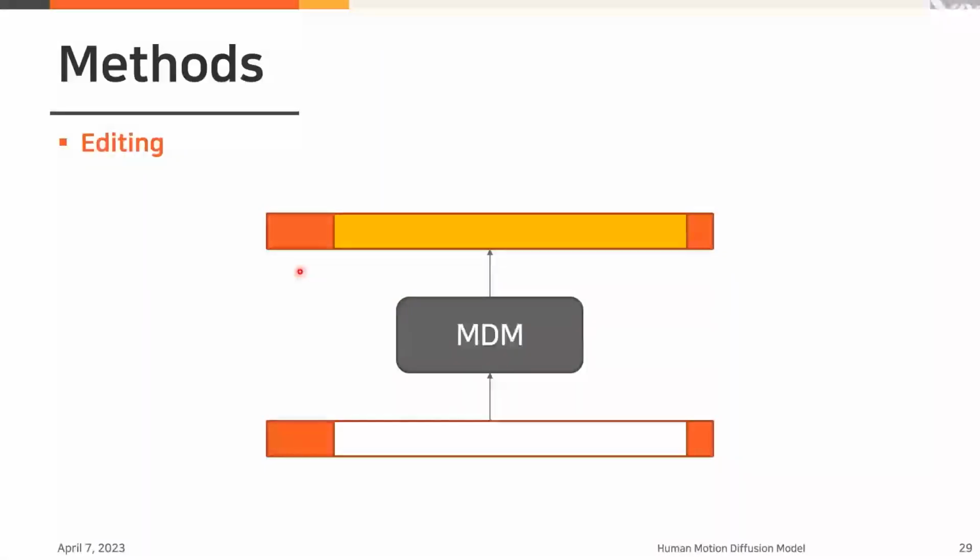MDM can also do editing like motion in-betweening, in the same way as image inpainting. Given a motion sequence, the diffusion and denoising process is repeated by masking the parts to maintain. Here the orange parts are kept constant, and the blank white areas are generated through the diffusion model. An interesting thing is that this way also allows conditional inputs like text prompts, so text-guided editing is also possible.